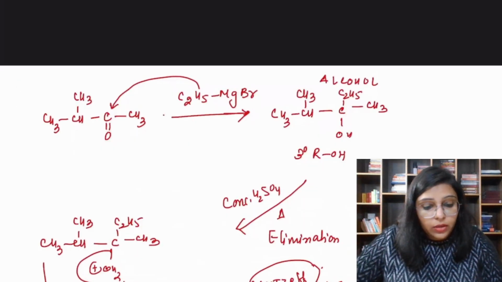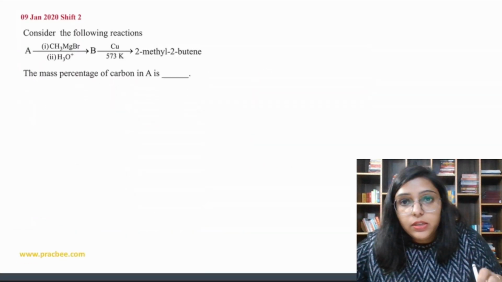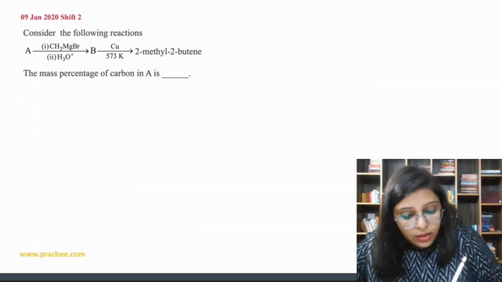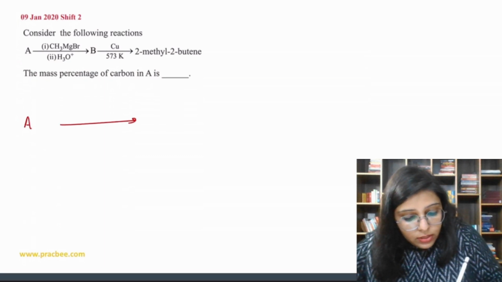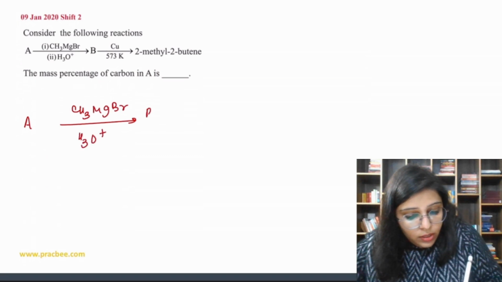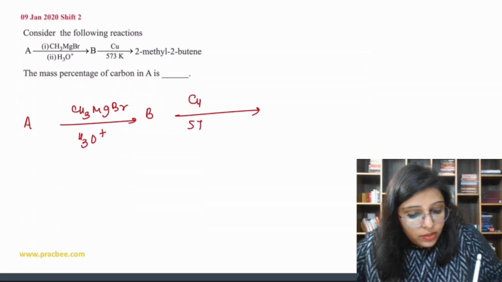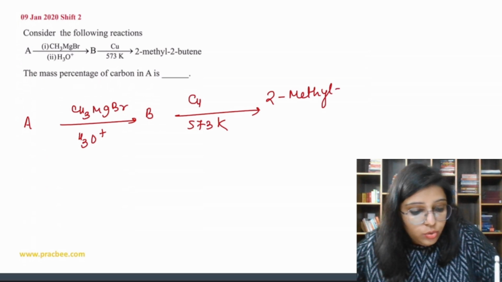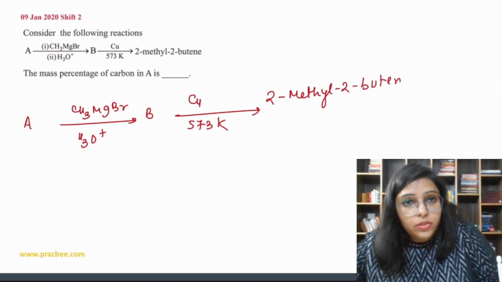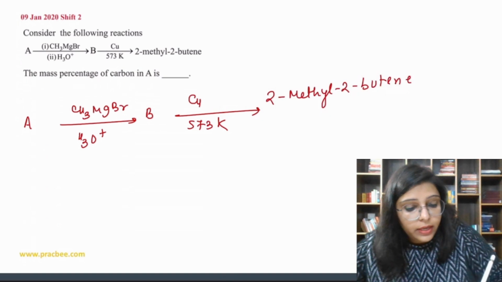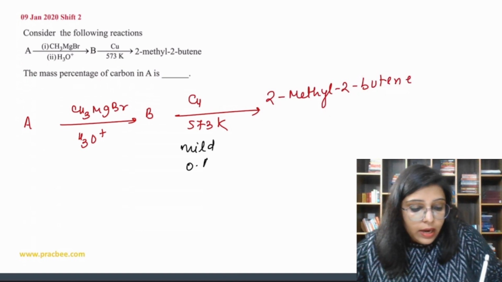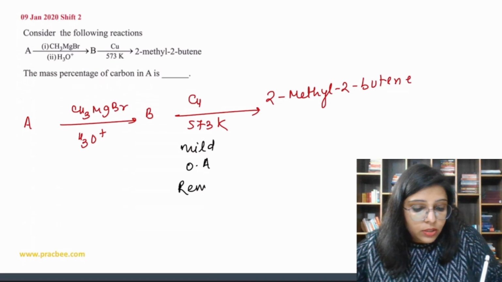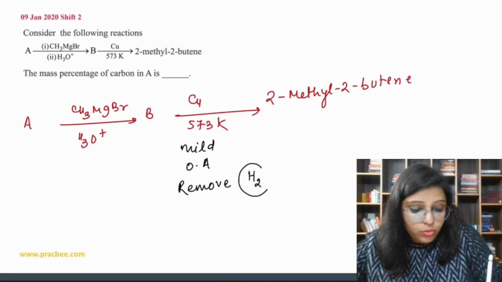Now next question. Consider the following reaction. So we have A, and first is CH3MgBr and second we have H3O positive. So it gives B. Now in the presence of copper at 573 Kelvin we get 2-methyl-2-butene. So see, copper at 573 Kelvin is a mild oxidizing agent and it removes hydrogen, H2.